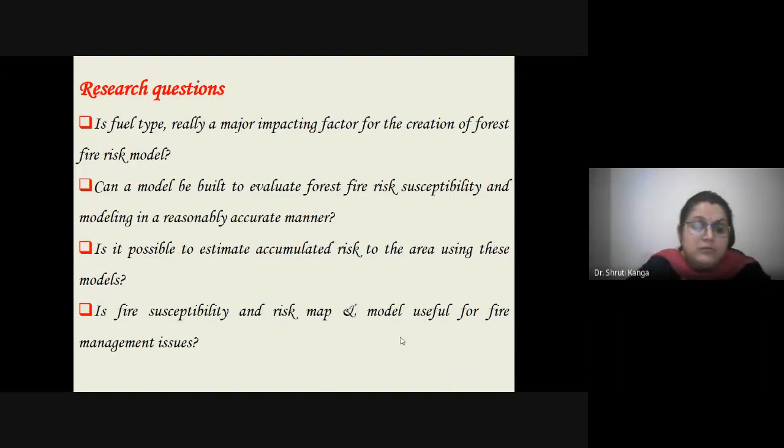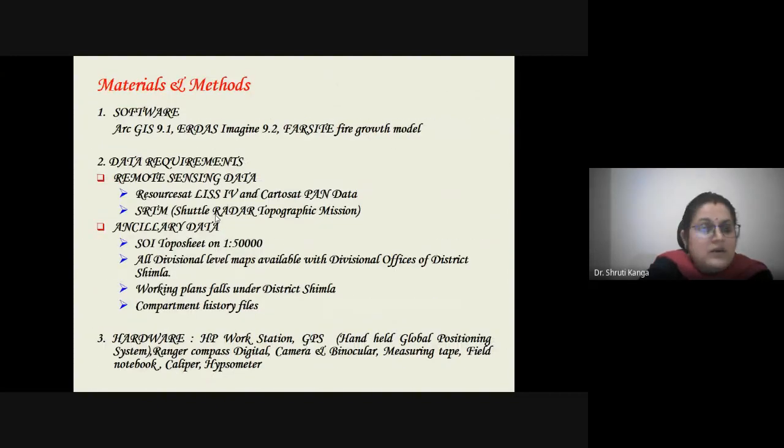Then we took up a few research questions, out of which we already completed these three research objectives in our previous class. We were trying to see whether the forest fire risk model has any connection with forest type while we are creating these risk models. Then, can we build a model where we have forest fire susceptibility and modeling in a reasonably accurate manner, or is it possible to estimate the accumulated risk? These are a few questions we already studied in our previous class. These are the objectives, these are the different materials and methods.